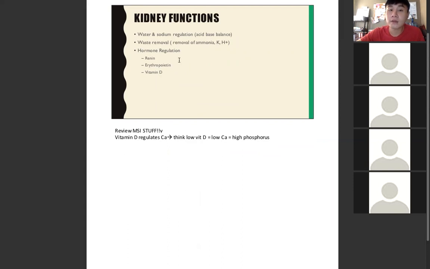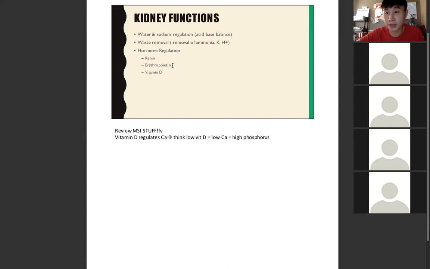Hormones that the kidney regulates include renin. Renin is related to blood pressure. Erythropoietin is related to the stimulation of the bone marrow to produce red blood cells. Vitamin D. So if we have an acute kidney injury or decreased function of the kidney, from these three hormones, we can tell that it will affect the blood pressure. It will affect the patient.